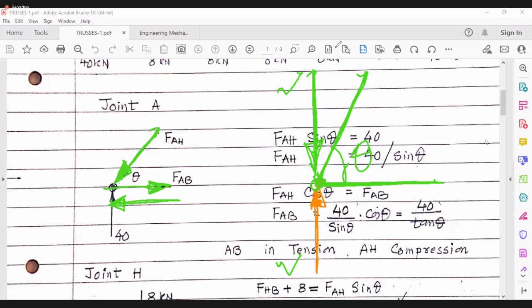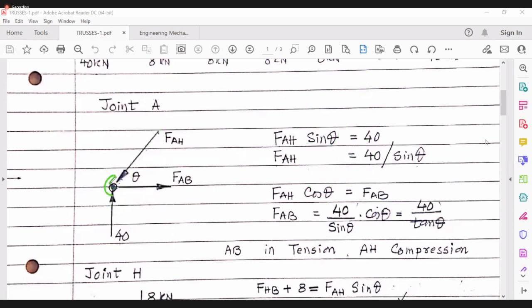So now, this is a joint A, this is a support reaction, and this is a force because of AH, and this is a force because of element AB. Now FAH sin theta is like this, which is equal to 40. So FAH is 40 by sin theta. What is sin theta? I do not know now, but it is so. When you solve a problem in the exam or in a textbook, the angle will be given to you, but I am solving a general problem.